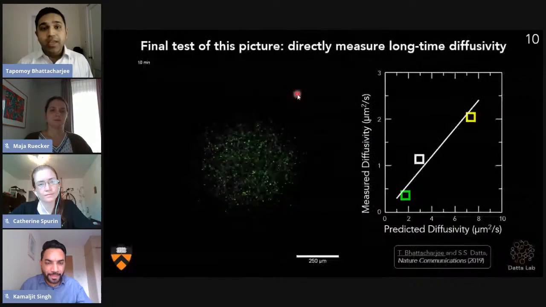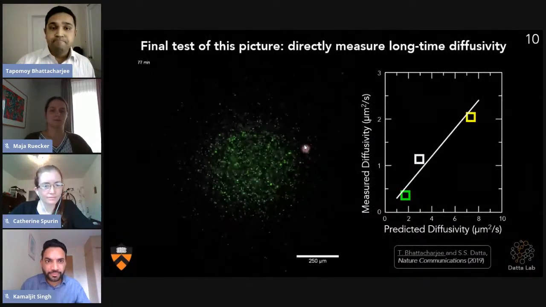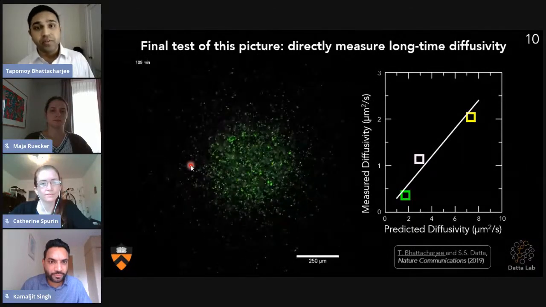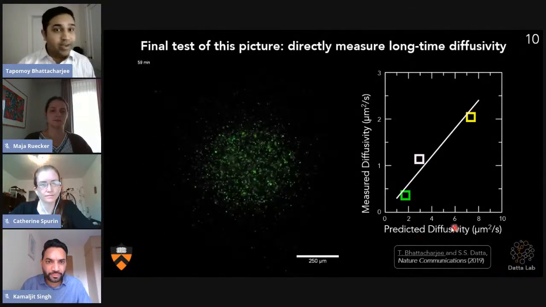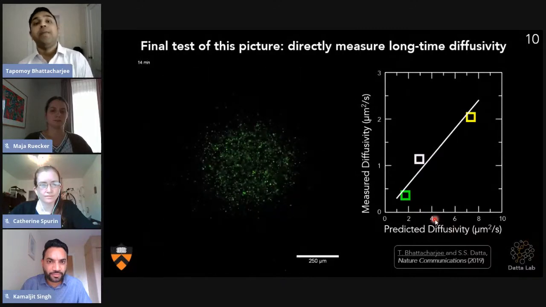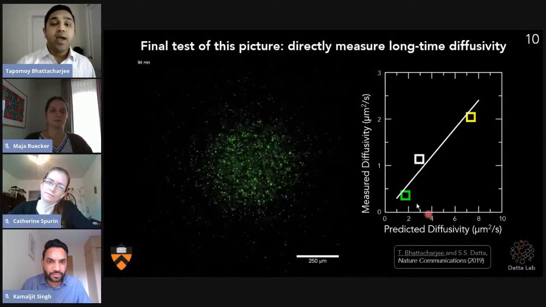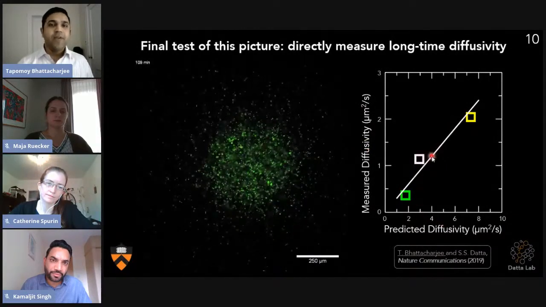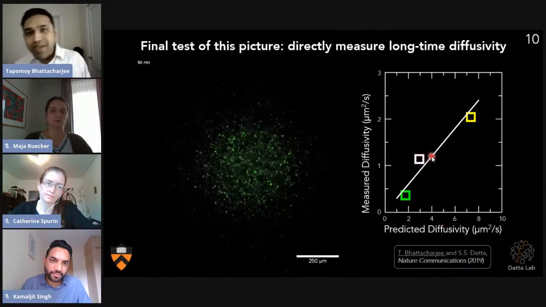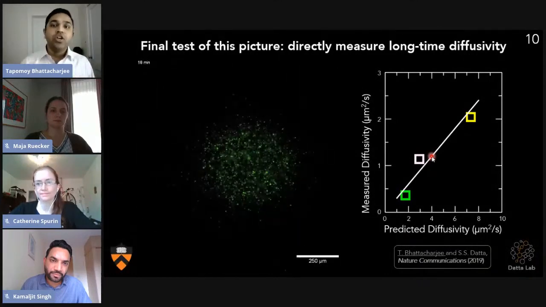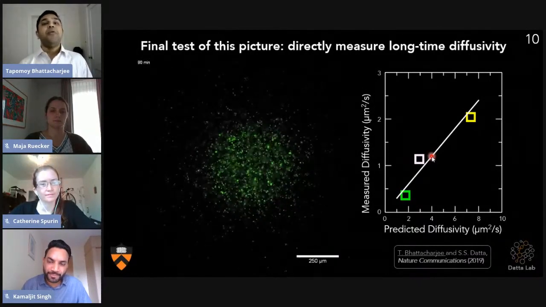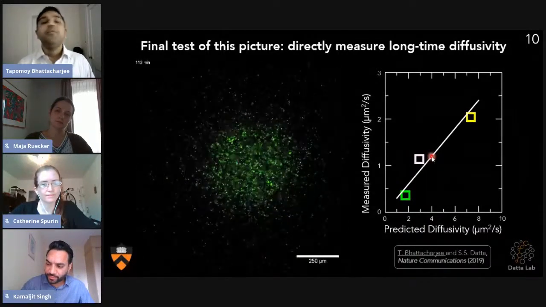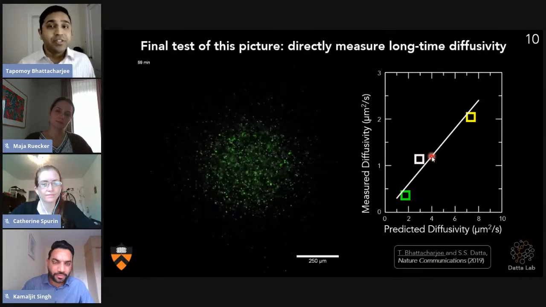And finally, what we did is we injected a bolus of bacteria inside our porous medium and measured their macroscopic diffusivity. We have also predicted a diffusivity from our measured hop length and measured trap time. And we find that our measured diffusivity matches with our predicted diffusivity within a factor of 3. So what that means is we can predict the long-term diffusivity of bacteria just by watching single cell motion in 3 dimensions.